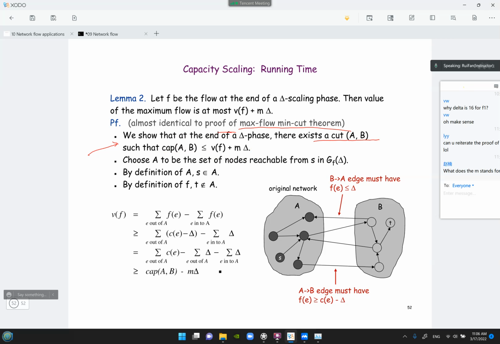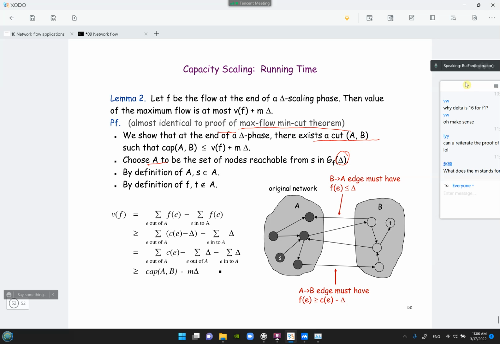Right, and the way that we do this is basically the same as for the max flow min cut theorem, which is that again you're going to define the set A to be the set of nodes which are reachable in this residual graph, where you only keep these big edges larger than delta. In the previous version of this proof, you just look at all the nodes reachable from A.